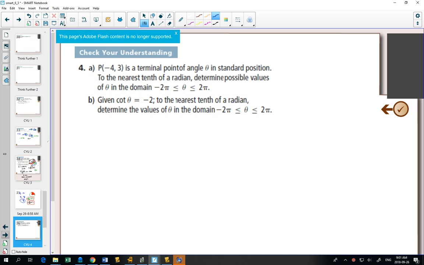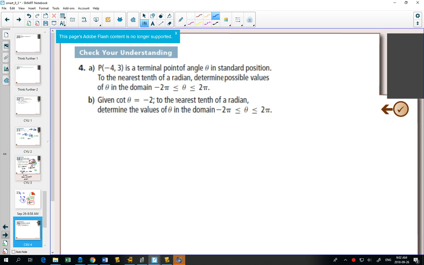And again, these are questions we've done before in degrees, and now we're just switching them to radians. So as far as our thinking goes, we just change our mode on our calculator, but we still do everything the same, in the same idea.